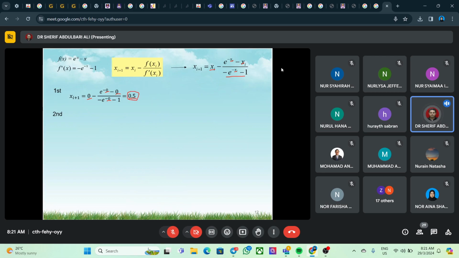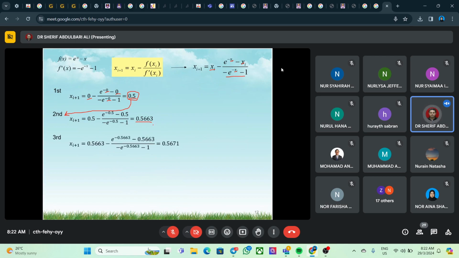So I'm going to use this value of 0.5 into the second iteration. So x i plus 1 will be equal to 0.5 minus (exponent negative 0.5 minus 0.5) over (negative exponent negative 0.5 minus 1). So the answer is 0.5663. Okay, now it's more closer to the true value.